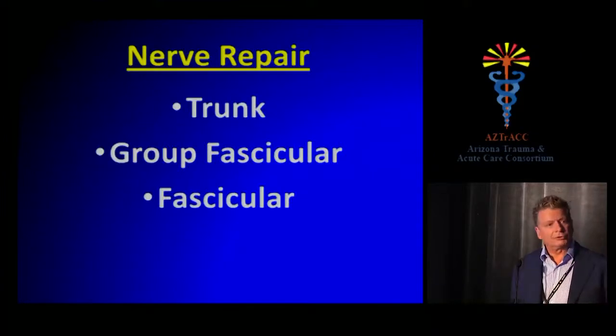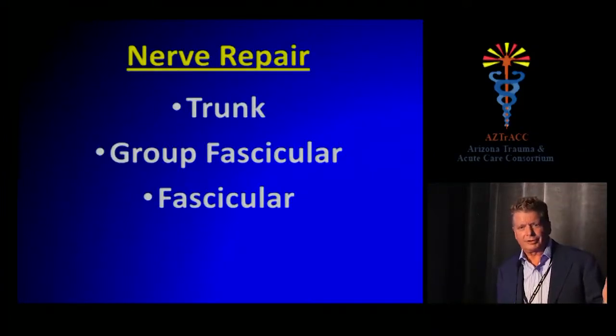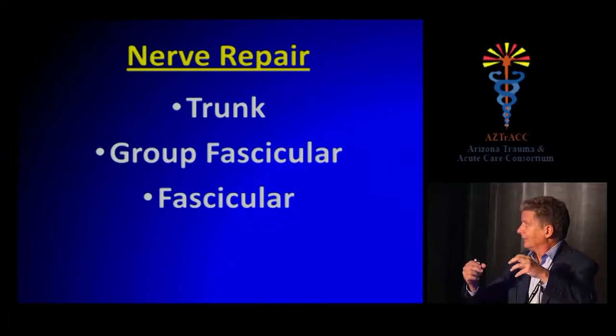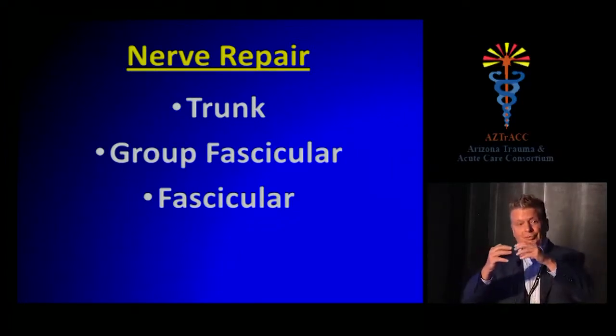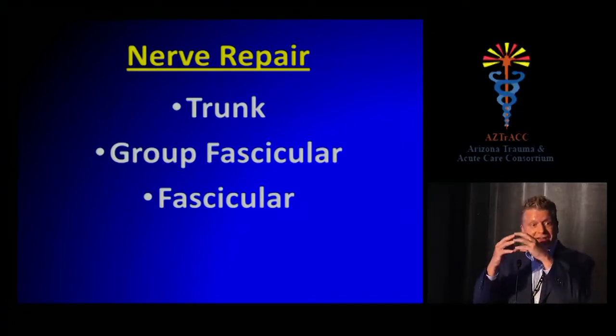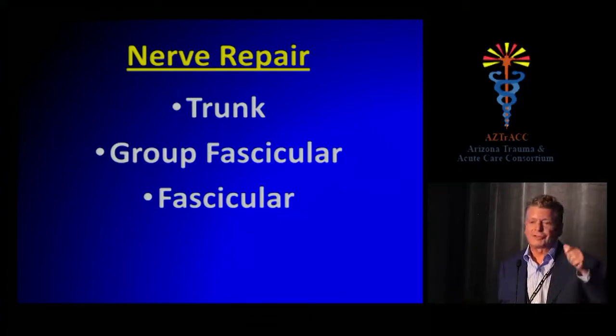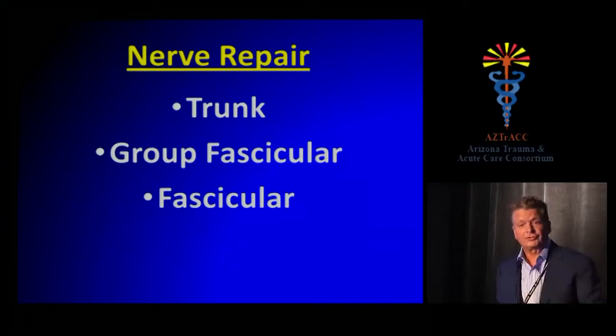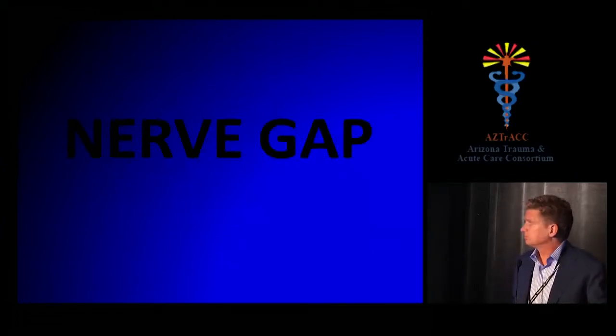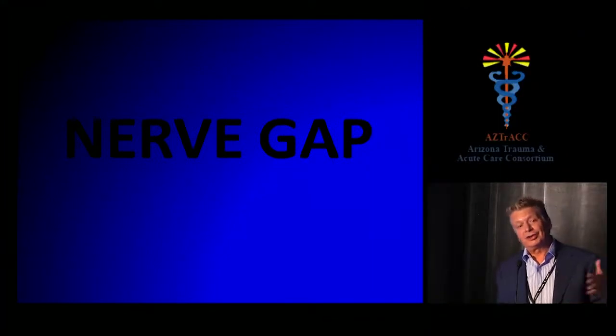Now, I'm sure you all know there's a bunch of different ways of doing nerve repair. You can put the trunks together. You can put group fascicles, which means you actually break it down to all little strands, or you can put the groups of fascicles together. Once again, there's no evidence that it makes any difference, whether you put a 6-0 in or whether you go in and put all the nerves together under the microscope, no difference. Nerve gap, you don't want to let a nerve gap happen.